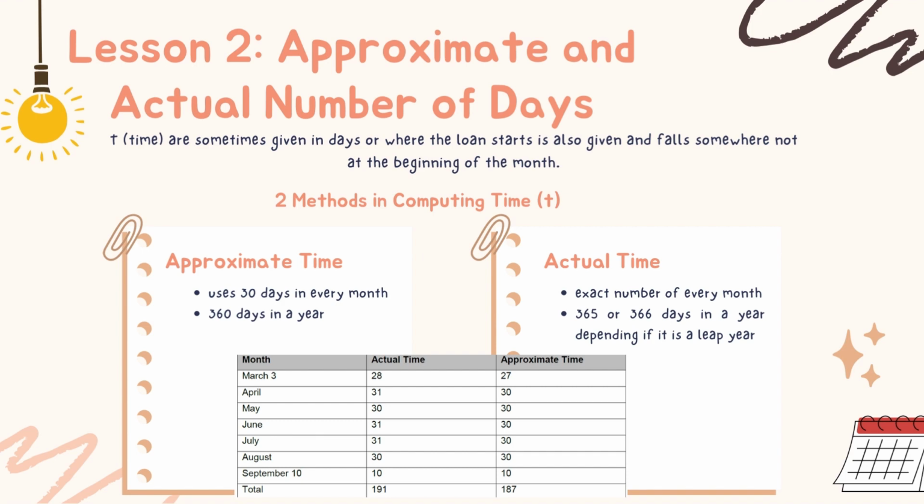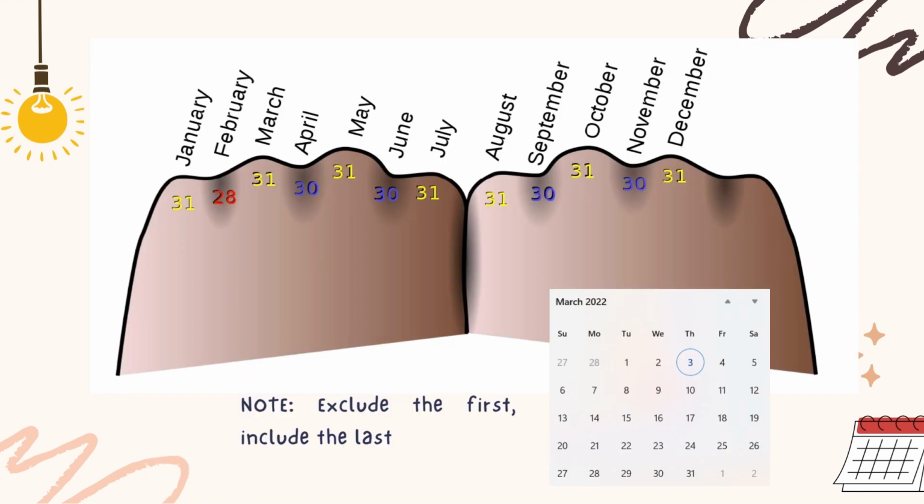Okay, so September, again, exclude the first, include the last. That's why we include the 10. So it is 10. The total in approximate time is 187. Okay? So, this is just a computation of days. However, for T, as we mentioned earlier, T is years. It should be in years, not in days.